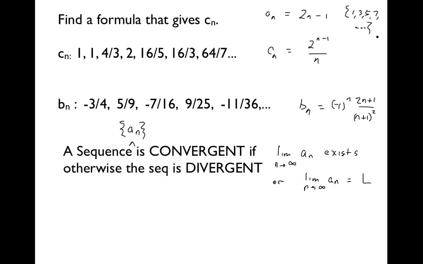Okay? What about 2 to the n minus 1 over n? Can we make heads or tails of that? So here we can just analyze these numbers. 16 fifths is about 3. 16 thirds is like 5 and some change, right? 64 sevenths. So what's happening to these numbers? They're getting large, just like the last one. They're getting as big as you want. They just keep getting larger and larger. So Cn is divergent.